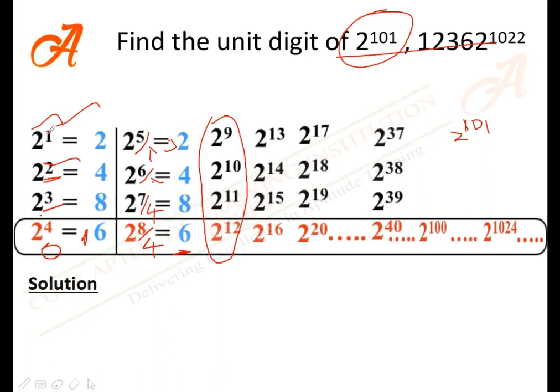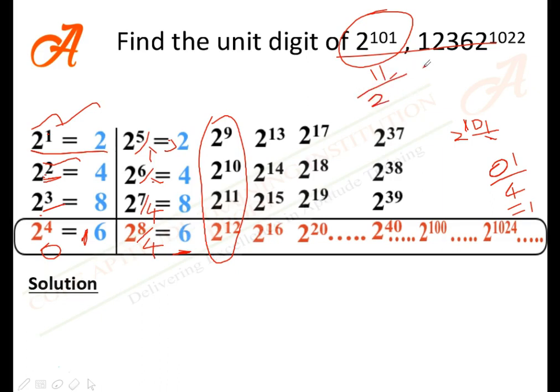So, if you have the remainder 1, your answer will be 2 power 1, which is 2. If you have remainder 2, 2 square is 4. If you have remainder 3, 2 power 3 will be 8. If you have remainder 0, it will be 2 power 4, which is 6. So, how to check for 2 power 101? Just divide the power by 4. When a number is divisible by 4, just check the last 2 digits. 01 divided by 4, what is the remainder? The remainder is 1. So, my answer should be 2 for this particular sum.